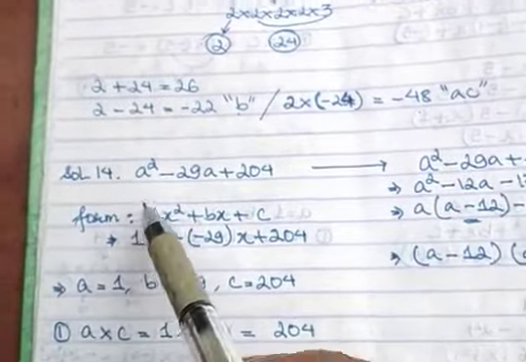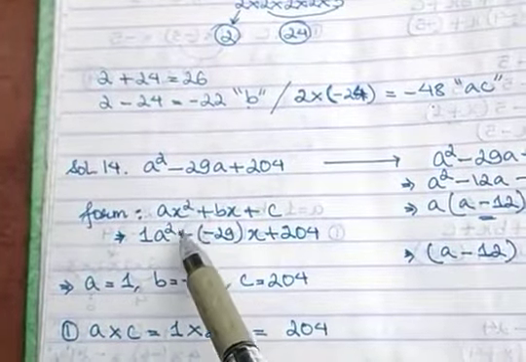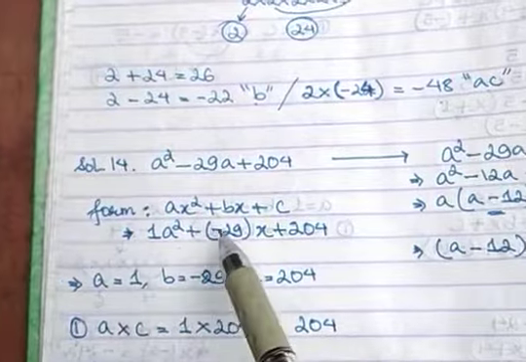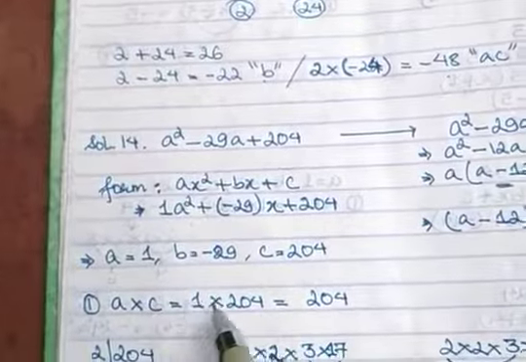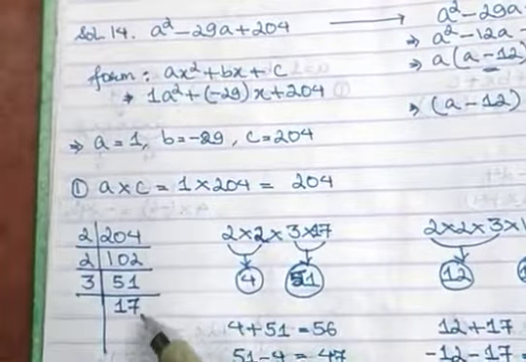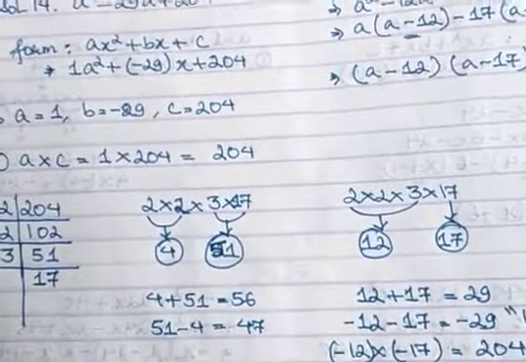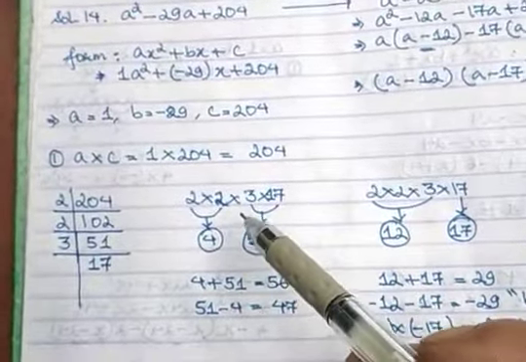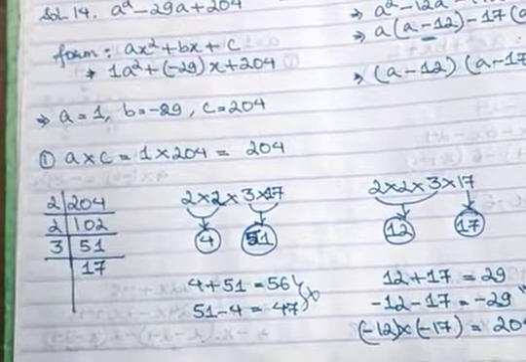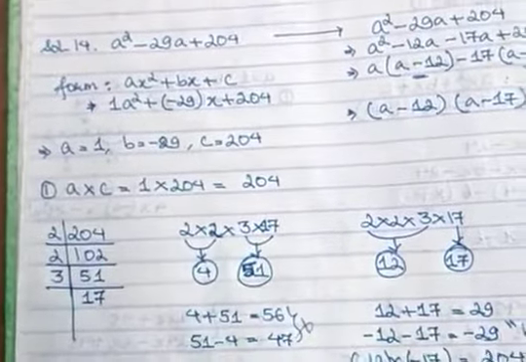Okay, so the general form is x square plus bx plus c. So the values of a, b and c: a is 1, b is minus 29, c is 204. So multiplying a and c, 1 into 204, I got 204. I have taken factors of 204. So see, from the factors, as I said, if you take 4 and 51, you won't get the value for b exactly if you add or subtract. When you add them you get 55, when you subtract them you get 47. We need minus 29, remember that.